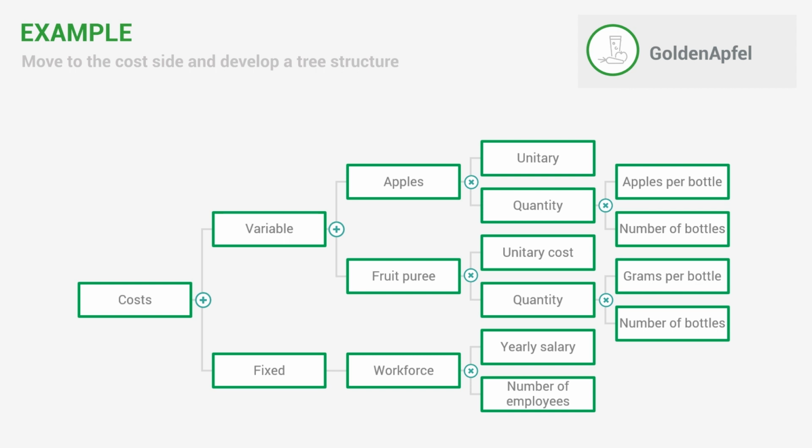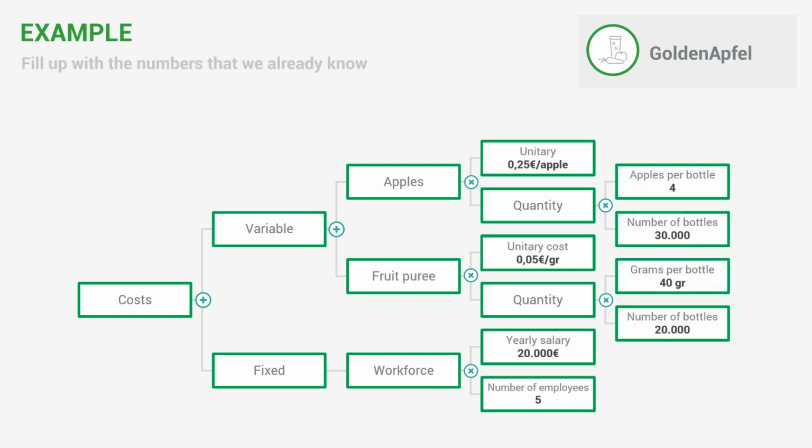Moving to fixed cost, the main component is the workforce. This is calculated as the unit annual salary times the number of employees, assuming that each is paid the same. By summing the variable and fixed costs, we arrived at the total costs. Again, we can start filling up our tree with the numbers we already know.